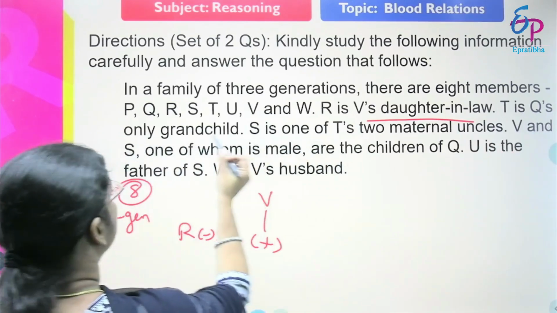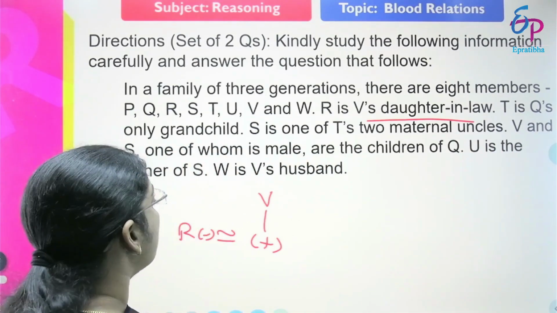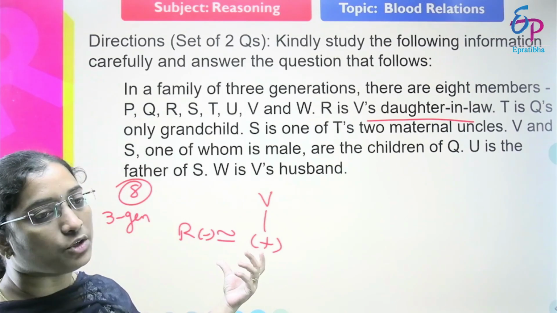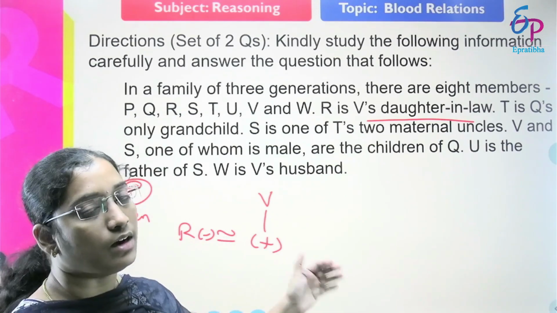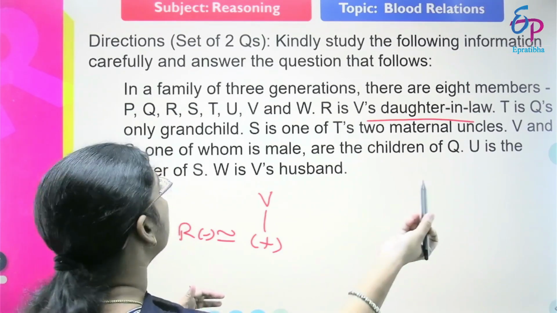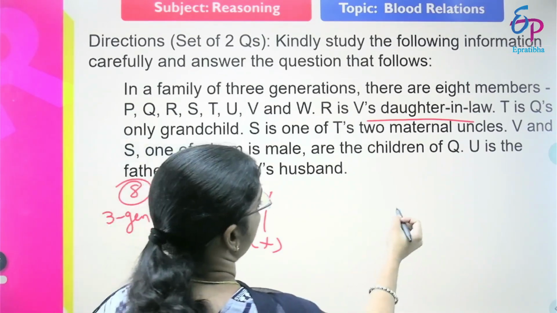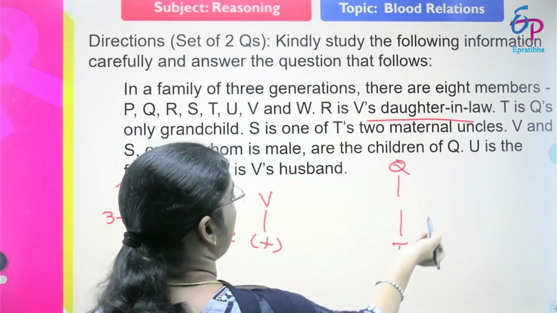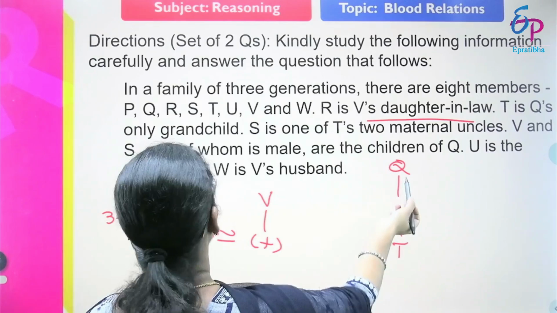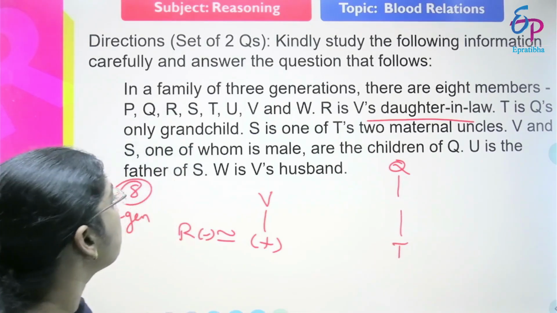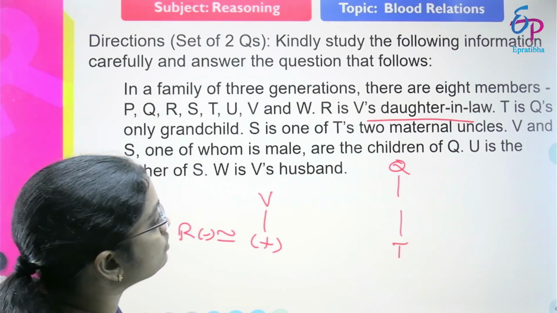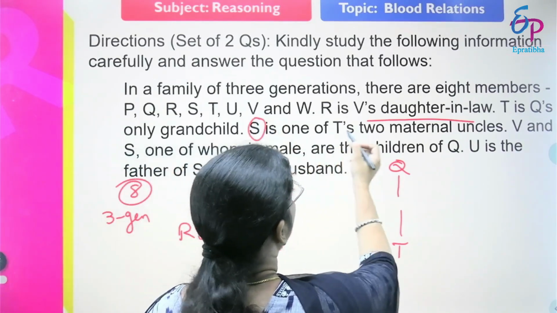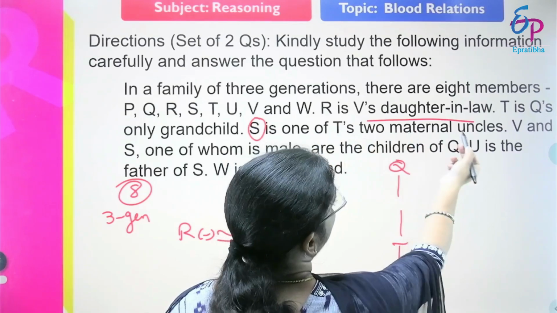Then next, T is Q's only grandchild. Here we don't have T and Q yet, so we need to take them in another diagram. So T is a grandchild of Q, only grandchild. Then S is one of T's 2 maternal uncles.